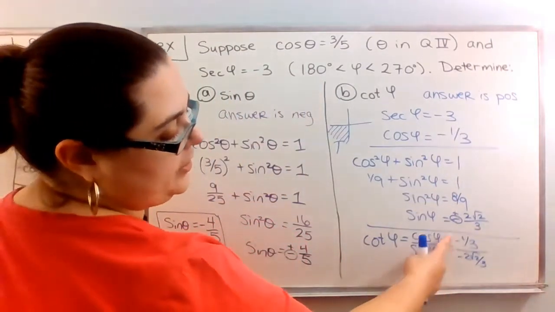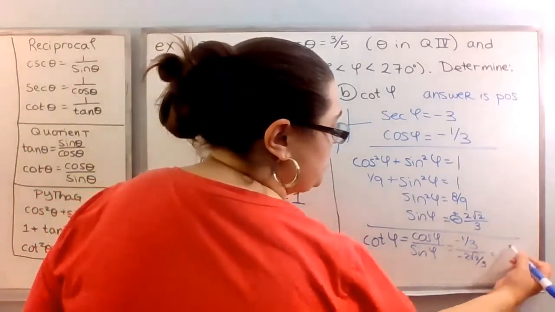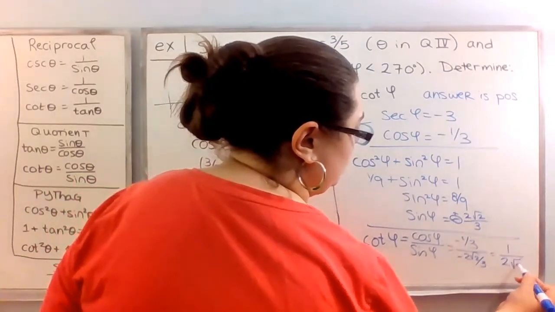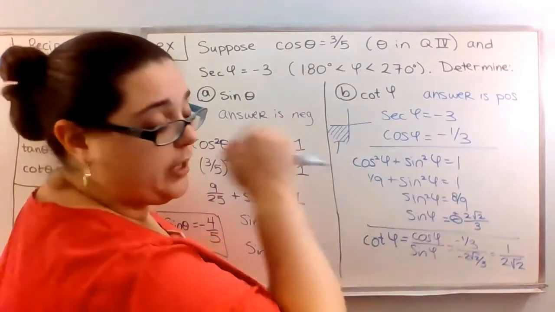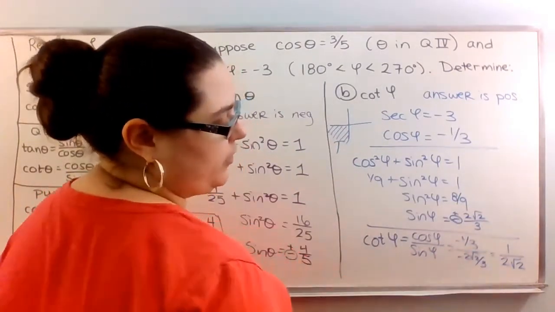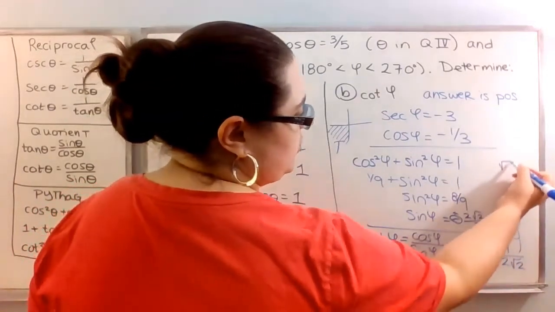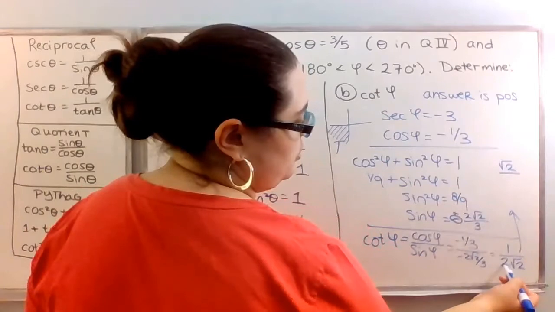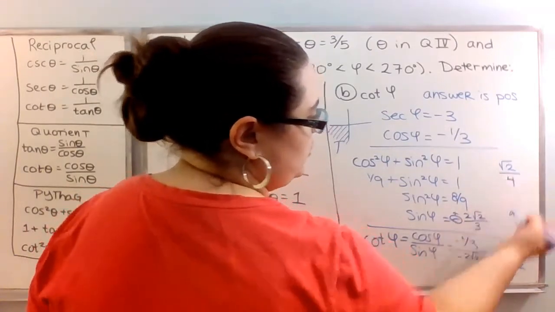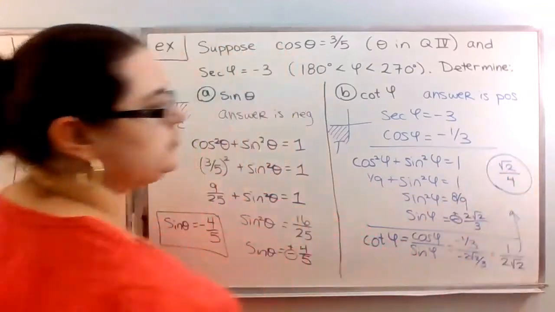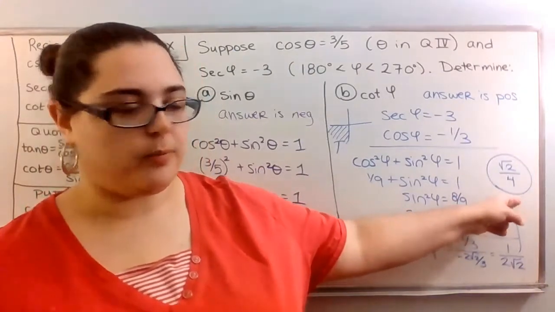If I multiply the top and the bottom by a -3, I can simplify this complex fraction and just get 1/2√2. And then if I rationalize the denominator, I can multiply top and bottom by the square root of 2. I'm out of space, so I'm going to go over here, and that will give me square root of 2/2, and then √2 is 2. So 2 times 2 is 4. So cotangent of phi is going to be √2/4.